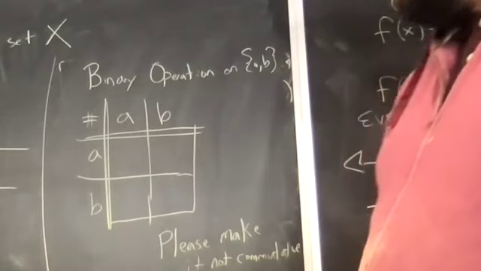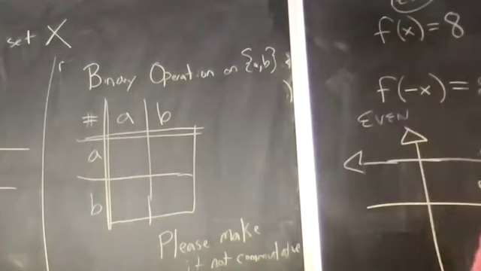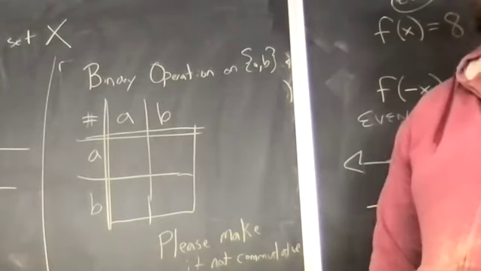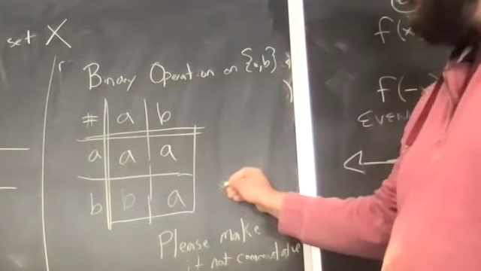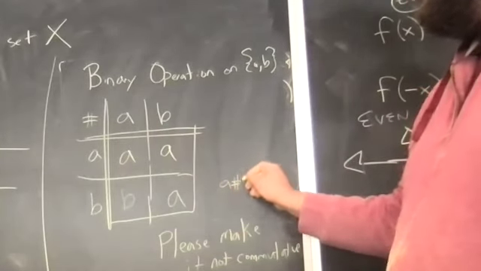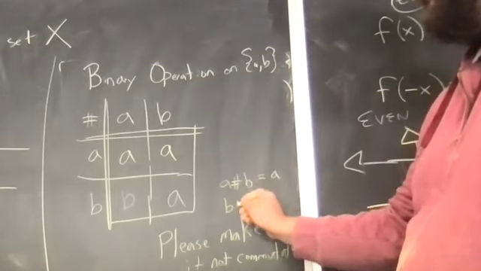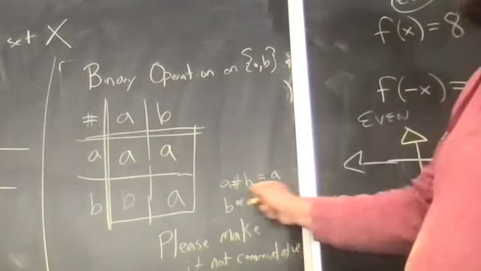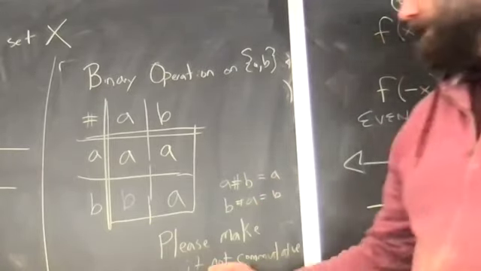Okay, so can someone give me a non-commutative, I'm going to call this one hash or pound, binary operation on A or B? Okay, so let's check it out. A hash B equals A. If you flip it, you get B hash A equals B, and these aren't the same. If you flipped it, you get a different answer. So it's non-commutative. Good job.